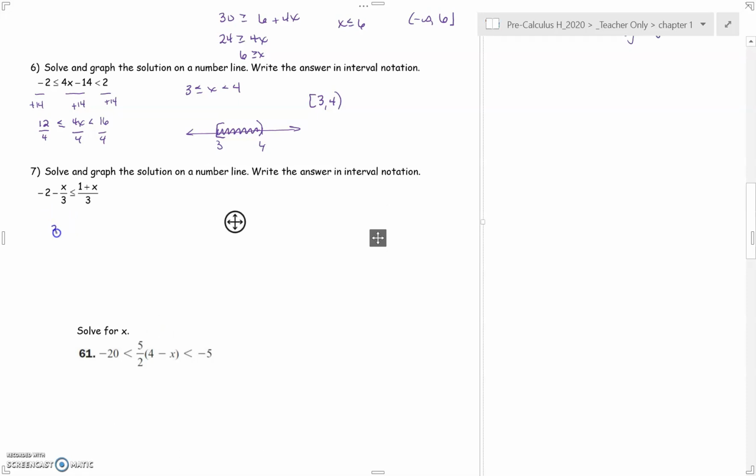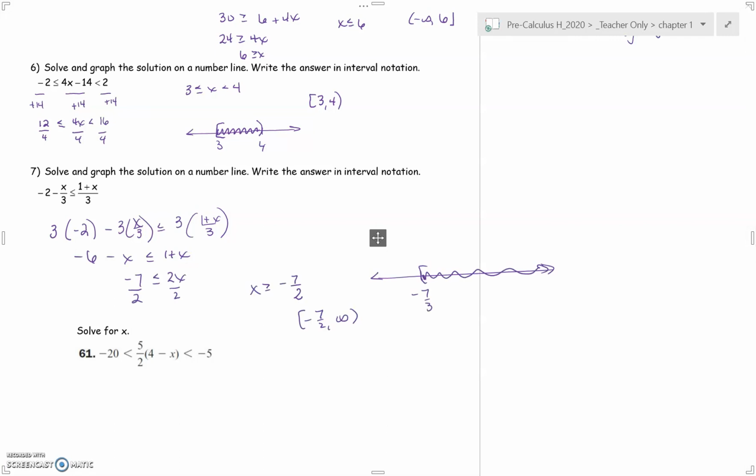Okay, so let's go ahead and multiply by 3. So we're going to multiply each term by 3. And that looks better already. So go ahead and pause the video and solve for x.